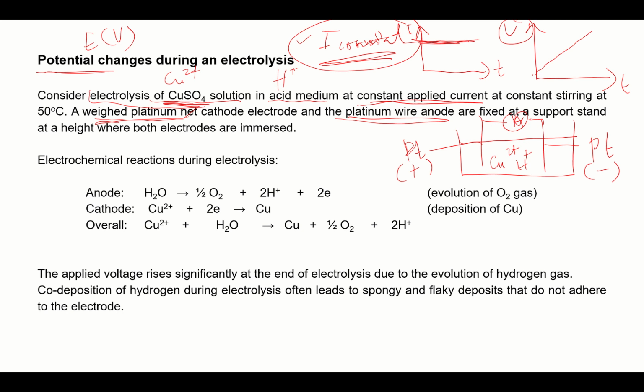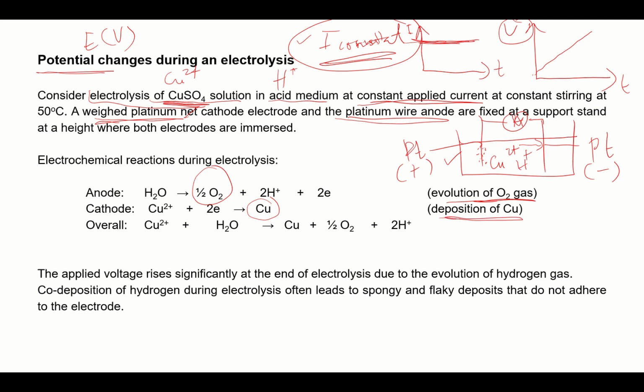So the electrochemical reaction during the electrolysis at the anode here is the evolution of oxygen gas. Oxidation: water will oxidize to form oxygen gas. A lot of bubbles will form at the surface of the platinum anode. At the cathode, also platinum, there is the reduction of copper. Copper will reduce to form copper deposit.